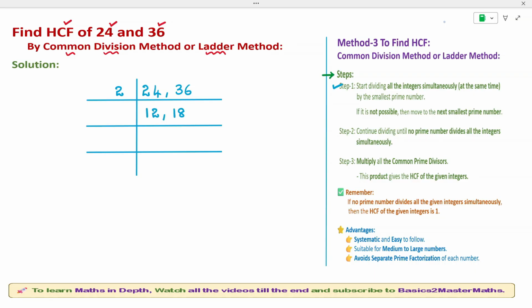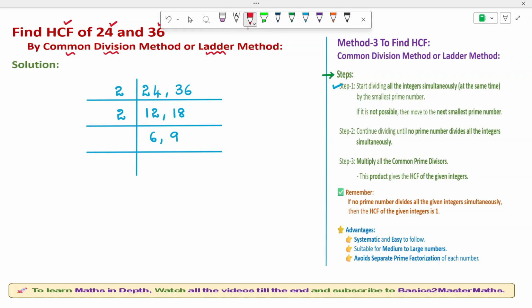Again, start dividing 12 and 18 by the smallest prime 2. Since 2 divides both integers 12 and 18 exactly, we get 6 and 9.